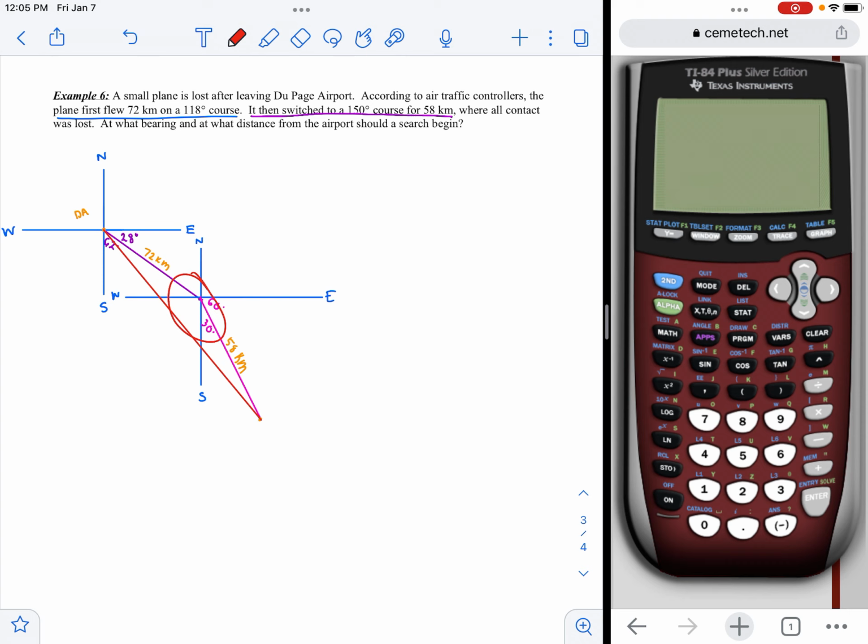I definitely don't have this side because I have to look for it. So that means I've got to have this angle right here. And I already have that 30. I know this is 90. And then that means I need to know what this is.